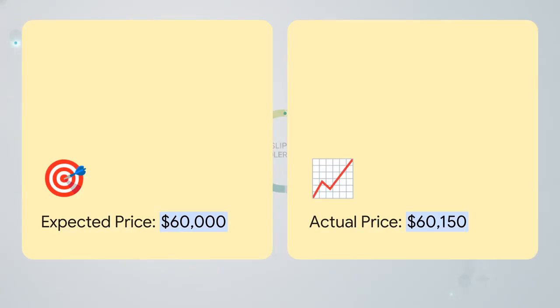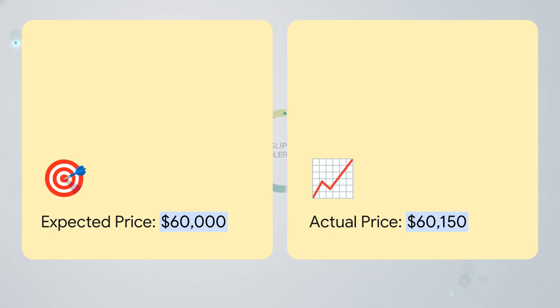So picture this. You're placing a trade, and you expect to buy in at exactly $60,000. You click the button. A few seconds go by, the order fills, but you look at your receipt and it says $60,150. Now your very first thought might be, whoa, did I just get scammed? Or maybe you think the exchange glitched out.